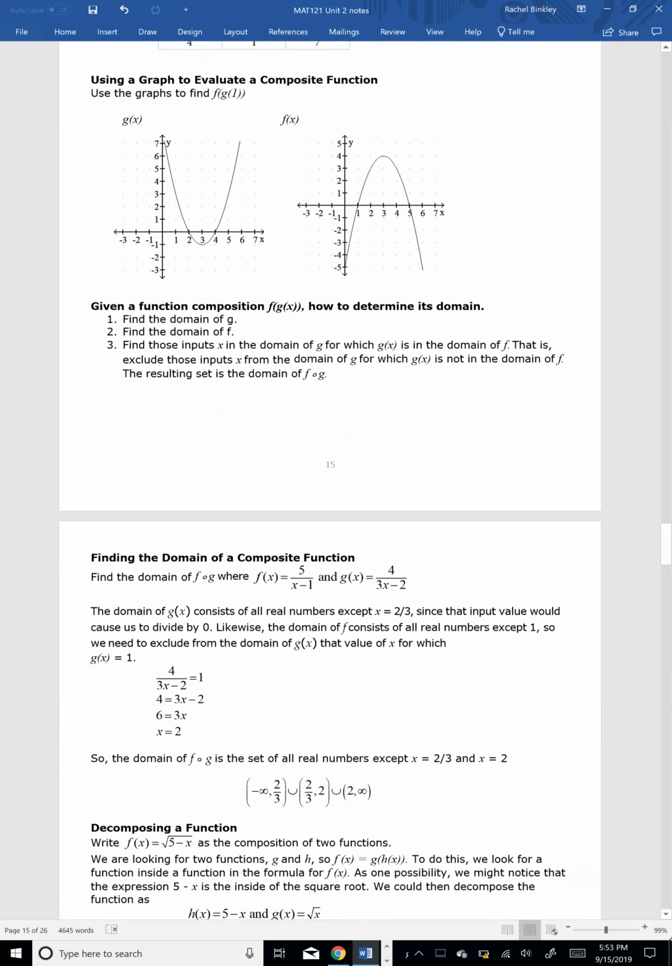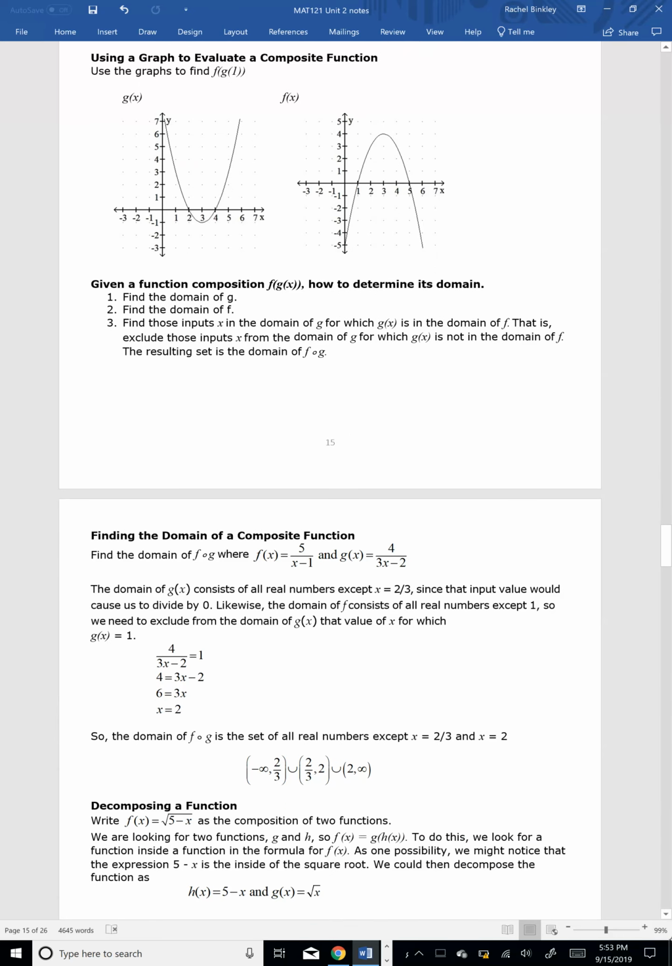All right, so we're doing the same exact thing, except this time we're just using a graph. So evaluate f of g of 1. So where's my f of x? Oh, okay, so this is g of x, this is f of x. So in g, if I put in 1, my output is, I can't tell, 3. So then I look at 3 over here, and my output is 4. So that's 4.